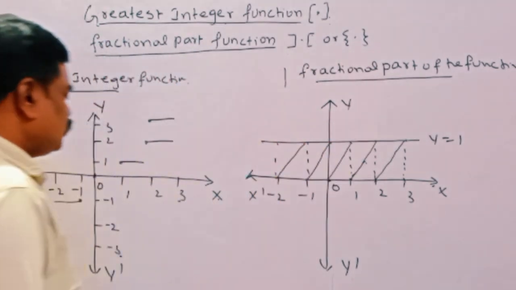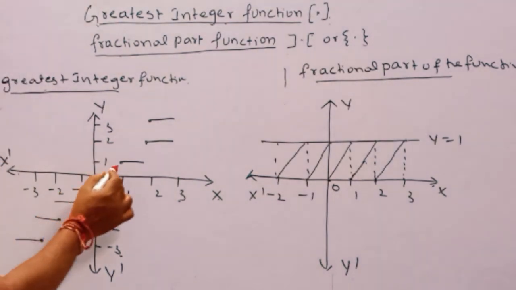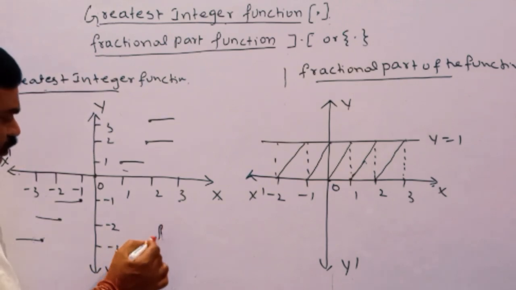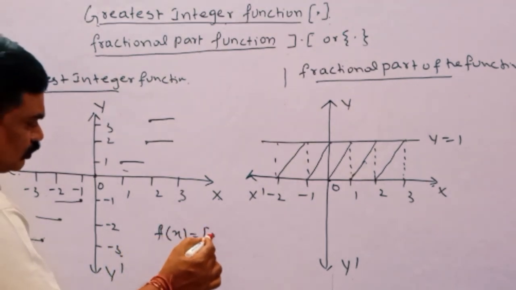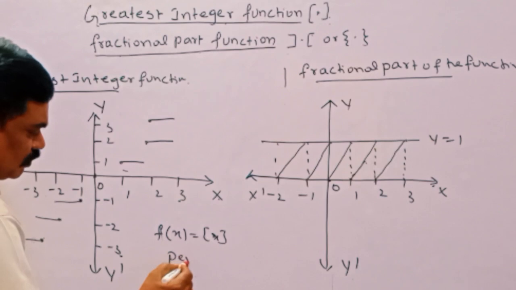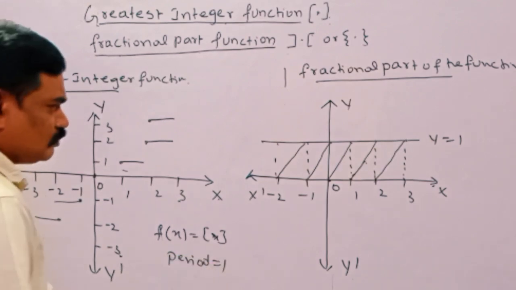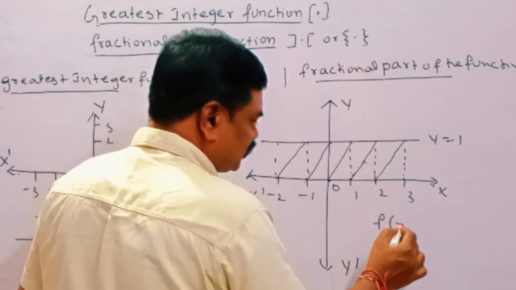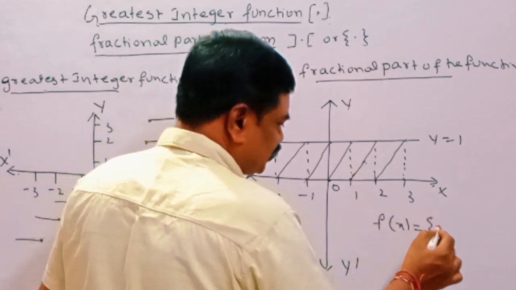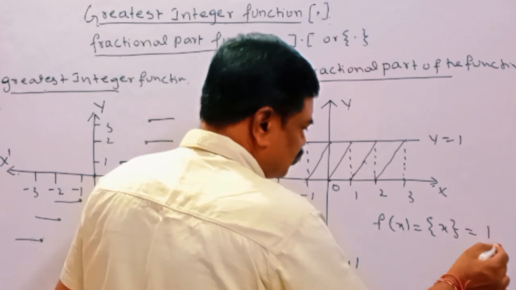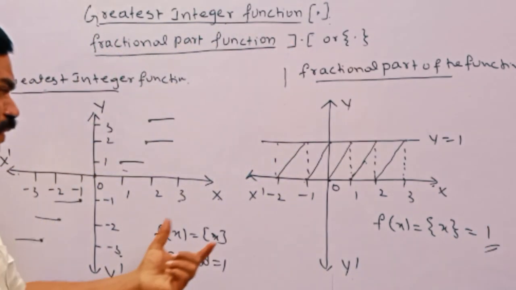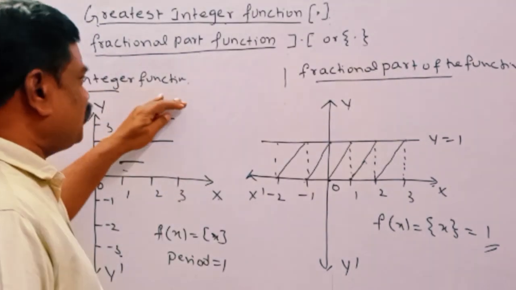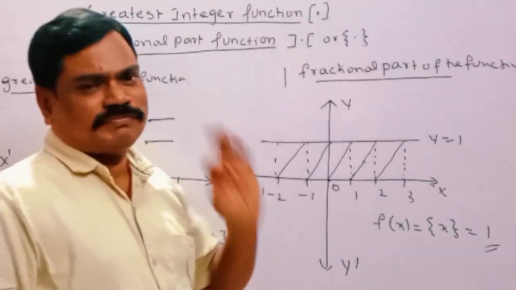What is the period of this one? For f(x) = {x}, the fractional part of x, the period is 1. This is the period of the fractional part of the function.